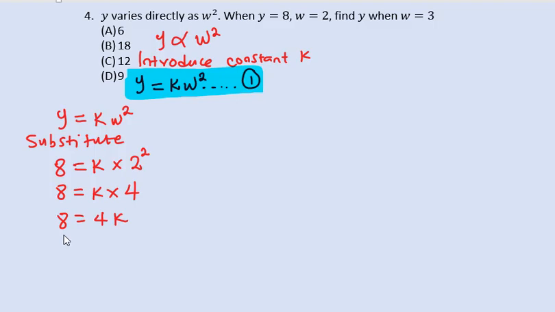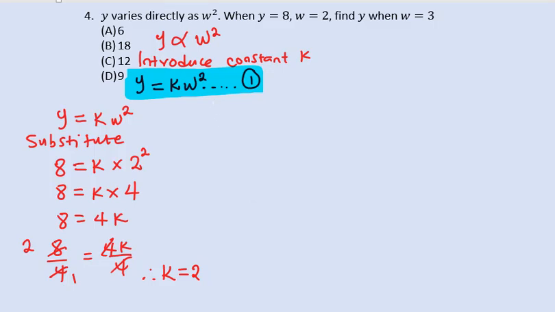So from here, what's the next step? You have to divide both sides by 4, which is the coefficient of k. We'll have 8 divided by 4 is equal to 4k divided by 4. So the 4's here will cancel out, and then you have that 8 divided by 4 is 2. So therefore k is equal to 2.